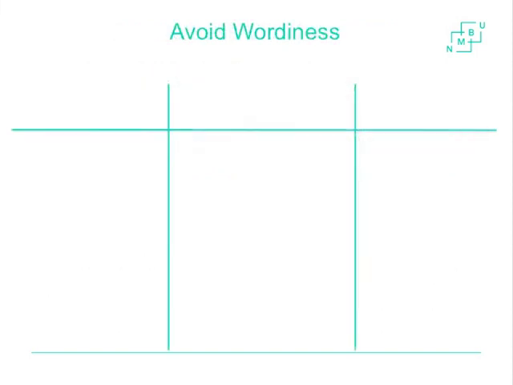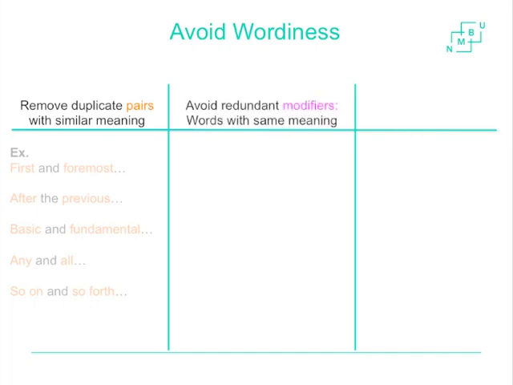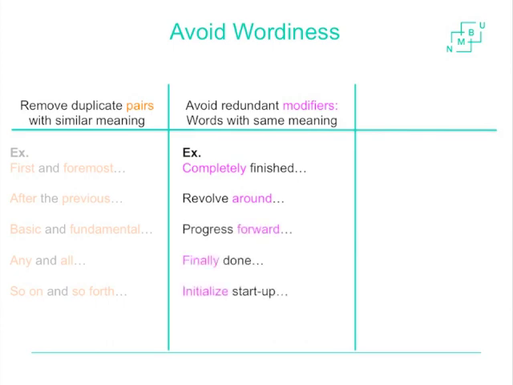Wordiness is common in academic writing and can be reduced in many ways. You can remove duplicate pairs of words with similar meanings, such as first and foremost, after the previous, basic and fundamental, any and all, so on and so forth. Or you can also avoid words that act as redundant modifiers, that do not add any additional meaning to your sentence. Examples include completely finished. Finished simply means that you're finished. There's no point saying completely finished, because there's nothing called incompletely finished. Other examples are revolve around, progress forward, finally done, initialize startup. These are all expressions that generally mean the same thing, and one of them can therefore be removed without losing the meaning of the sentence.